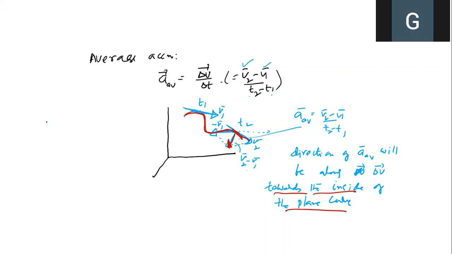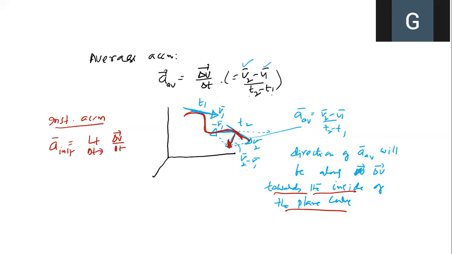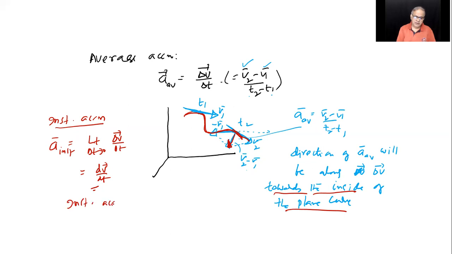In a similar way, instantaneous acceleration will be simply the limiting value of this, isn't it? A instantaneous equals limit of delta V by delta T as delta T tends to zero, which is written as dV bar by dt. This is the instantaneous velocity definition. And even the direction of that will be simply towards the inside of the curve because this becomes small, that's all. So instantaneous acceleration direction is what? Towards the inside of the plane curve.